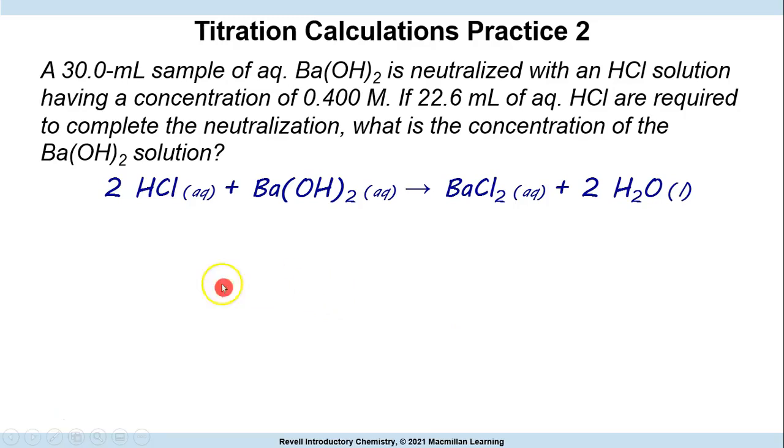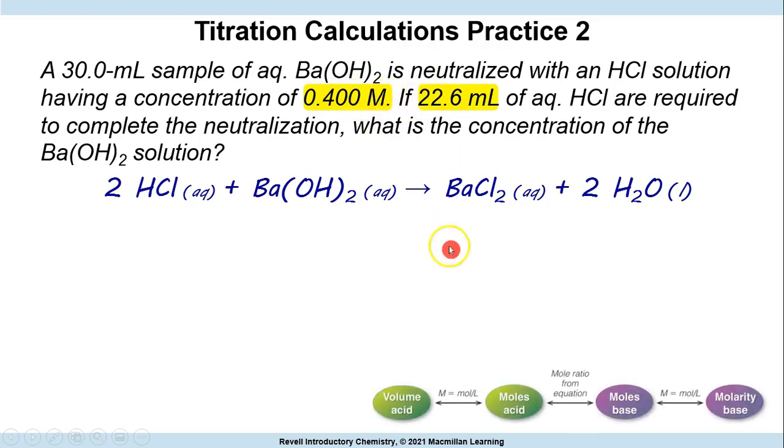So we have been asked to calculate the concentration of barium hydroxide. So we are going to look at the acid here. We have 22.6 milliliters, that is the volume, and we have 0.400 molar, that's the molarity. So we can determine the number of moles of the hydrochloric acid here. And this is the procedure that we can follow. From the volume of the acid, we can convert to the moles of the acid, and the conversion factor is the molarity here.